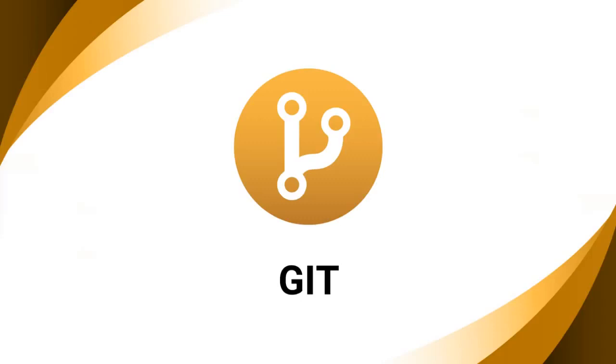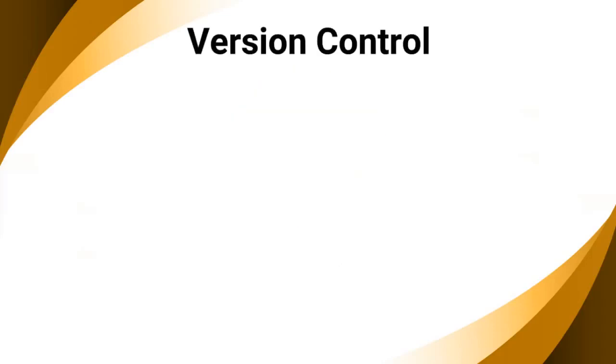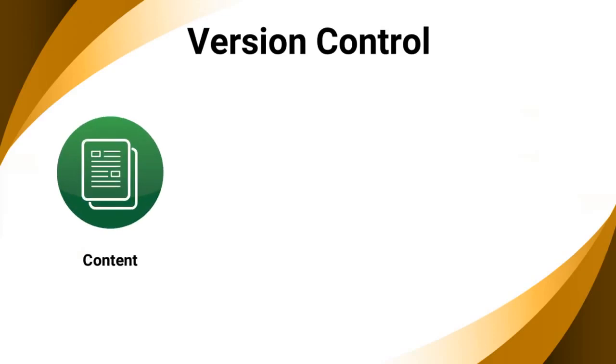Hi everyone, so in this video we'll take an overview look at the Git version control system. We can think of version control from three perspectives. First one, content. Version control manages a collection of changing and improving files which we can call a project.